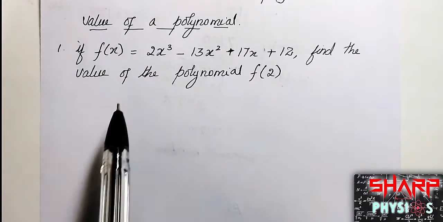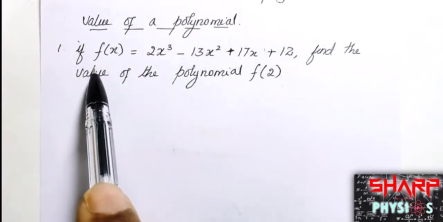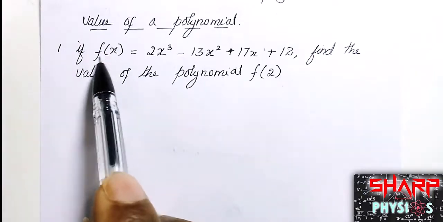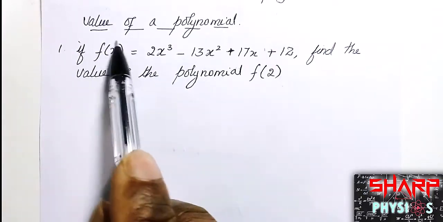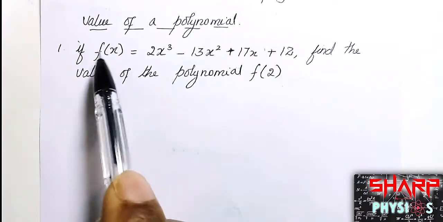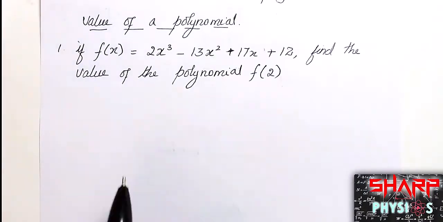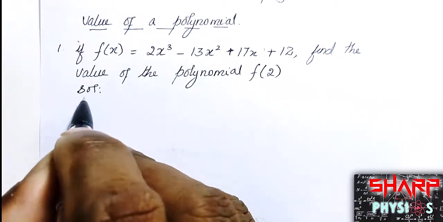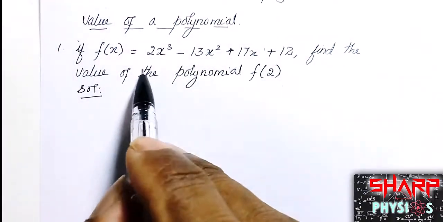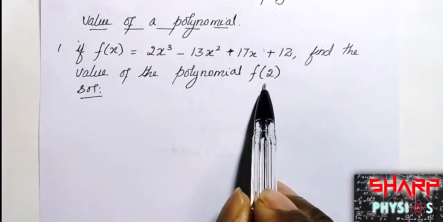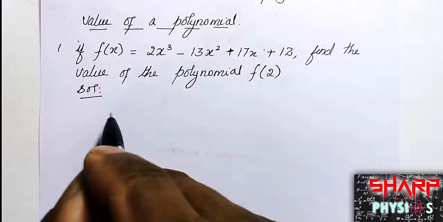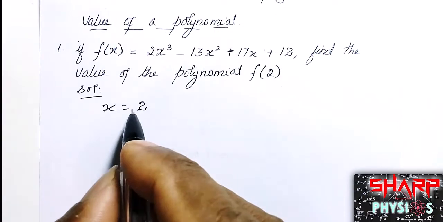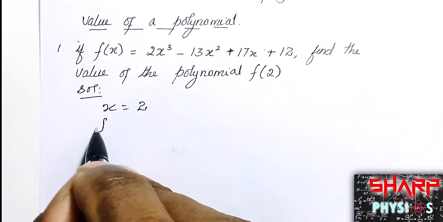So to denote a polynomial, we represent it like this: f of x or g of x, h of x, whatever may be. With this variable, if you represent it as a function, we call it a polynomial. So we'll find out the answer for this. The value of x is represented in the bracket. So x is equal to 2. Now you substitute for this.